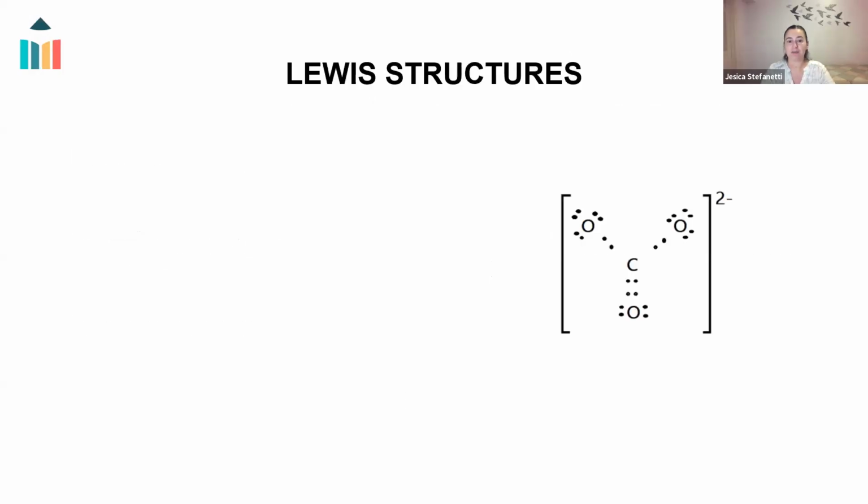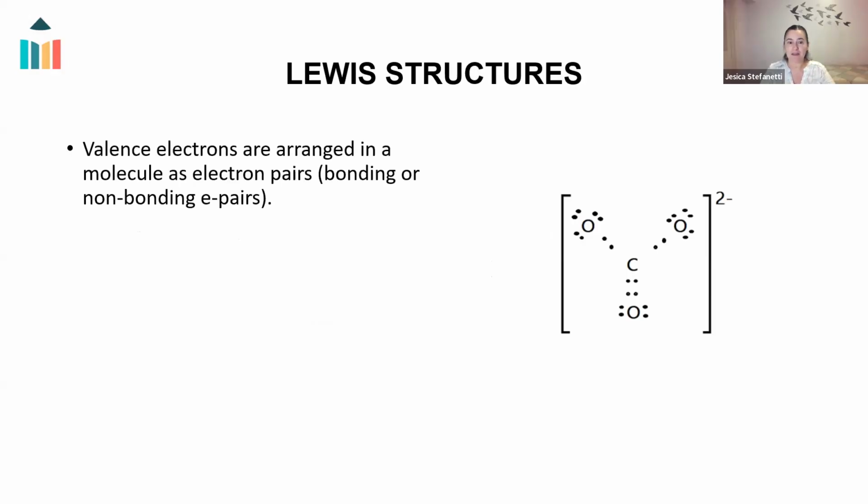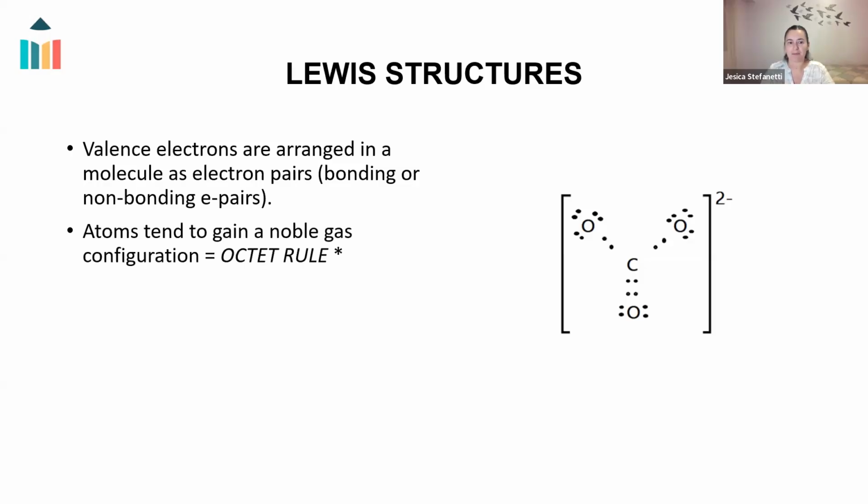Lewis structures are going to be very important for us. What you can see here is a representation. I don't really know if all of you can see it there, but that's a representation of the carbonate ion. Lewis structures are very important because they allow us to see how electrons are shared. Valence electrons will always be arranged, either for a molecule or an ion. We will see how valence electrons will be arranged, and we will use electrons to organize the structure there. Electron pairs will include bonding and non-bonding electron pairs.